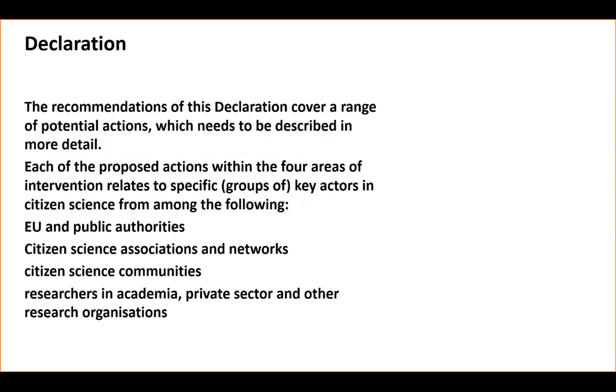The first step was to formulate this formal document. And the next step is that we transform this formal document into a living document. This will collect a lot of specific expectations, interests, but also best practice examples, and communicate these to the community and to all other policymakers. Each of the proposed actions within the 4 areas of intervention relates to specific groups of key actors in citizen science, among the following: the EU and public authorities, citizen science associations and networks, citizen science communities, researchers in academia, the private sector, and other research organizations.